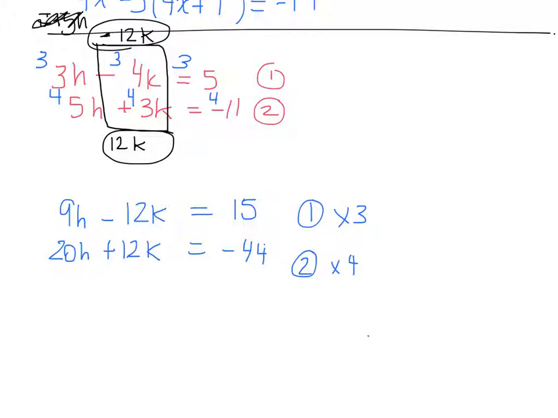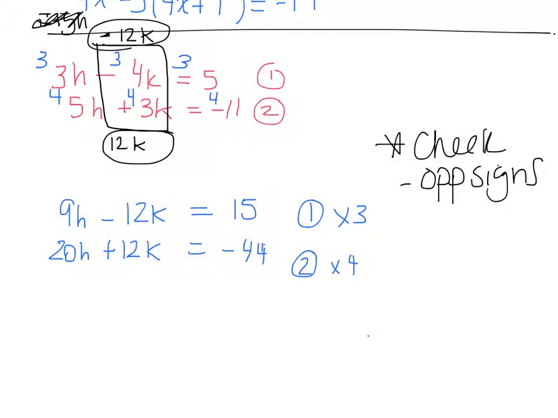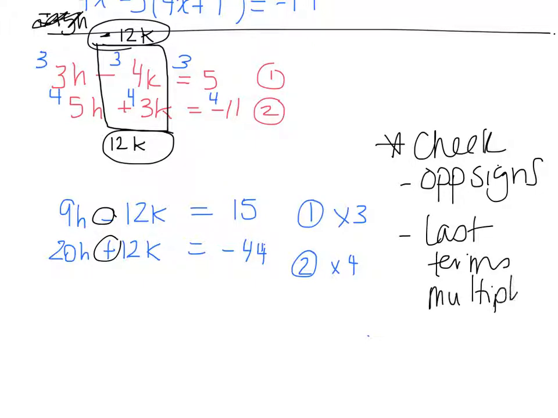We talked about this in class. I reminded you to check two things. Not sure if you remember what they are, but the two things I want you to check is opposite signs. So make sure that when you change your equations out, you've got plus and minus right there. And I want you to make sure that you check that the last terms were multiplied. So I did multiply those two last terms. They're not a 5 and an 11 anymore. Now they're 15 and negative 44. So we've done those two things.